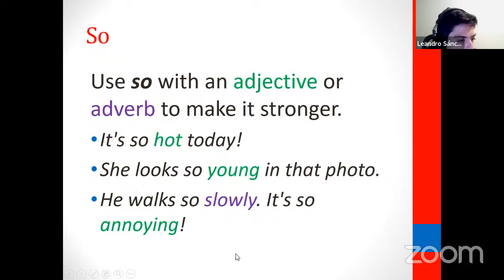Okay. It's so hot today. She looks so young in that photo. He walks so slowly. It's so annoying. There you go, right? So the ones in green, this is what I care about, okay? This is more important to me, the green ones. The purple one is an adjective, an adverb. We're going to practice that, not this class, perhaps the next one if we have the time, but it's something extra, right? An adverb describes an action. An adjective describes a noun, okay?